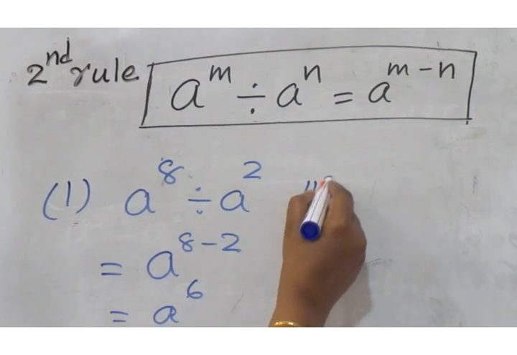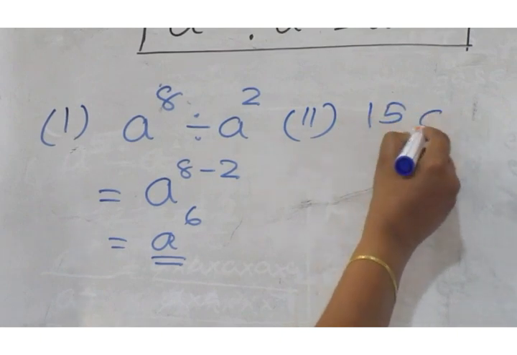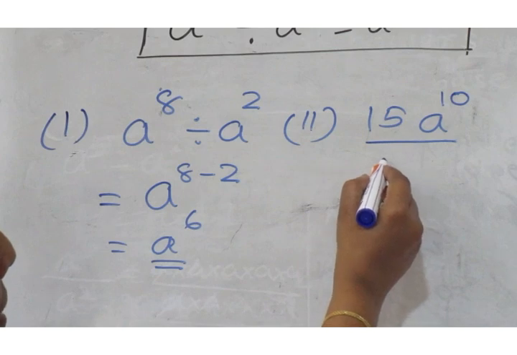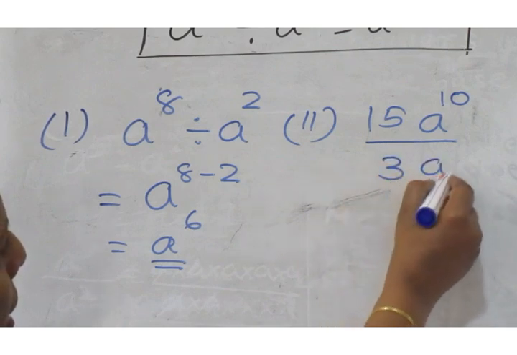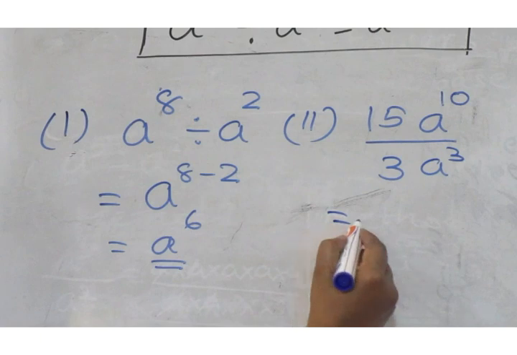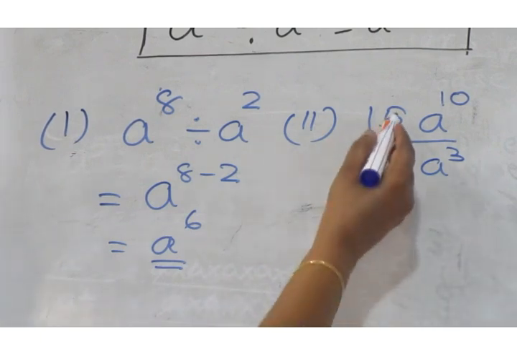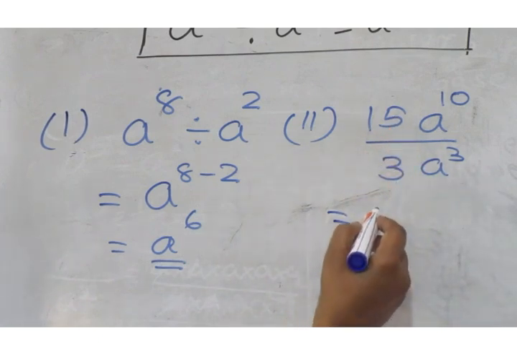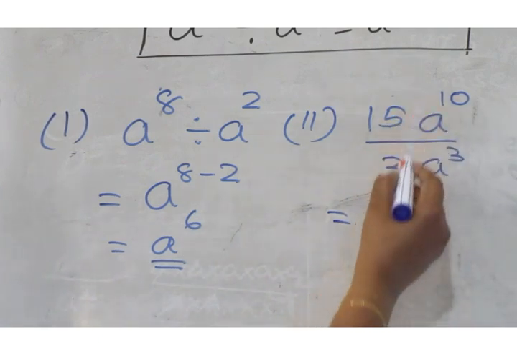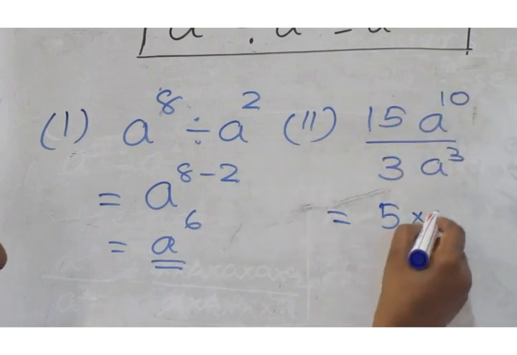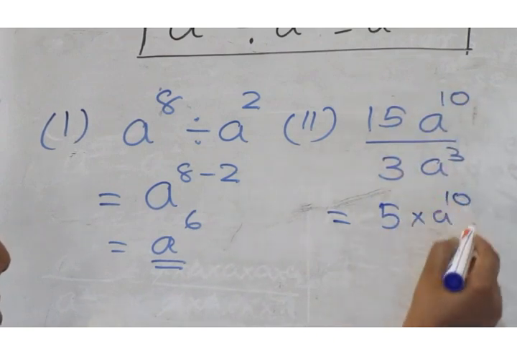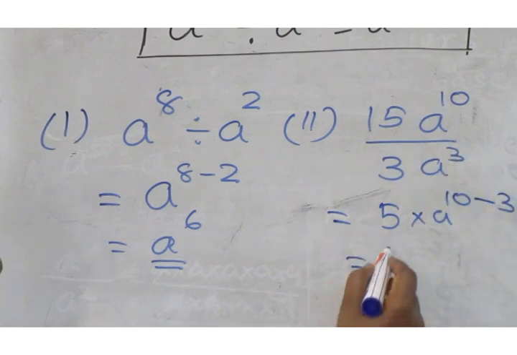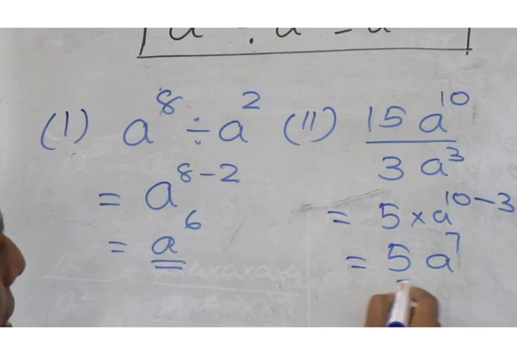Now see the second example: 15 a to the power 10 divided by 3 a to the power 3. First simplify the numbers. What is the answer when we simplify the numbers? Divide 15 by 3, then the answer is 5. Now here is division of two equal powers, so a to the power 10 and a to the power 3, do subtraction of the two indices. Then 5 a to the power 7 is the answer.